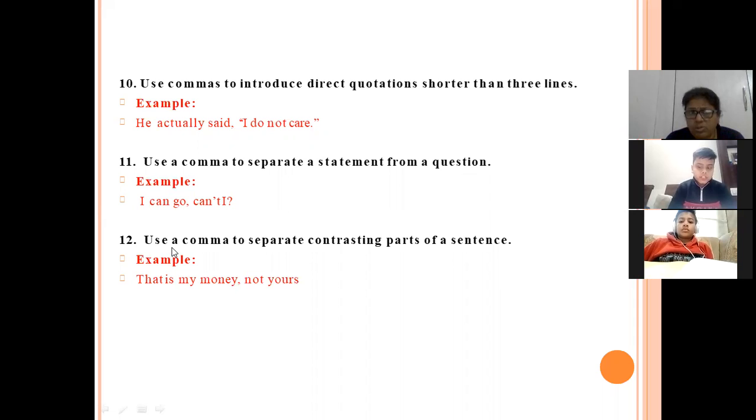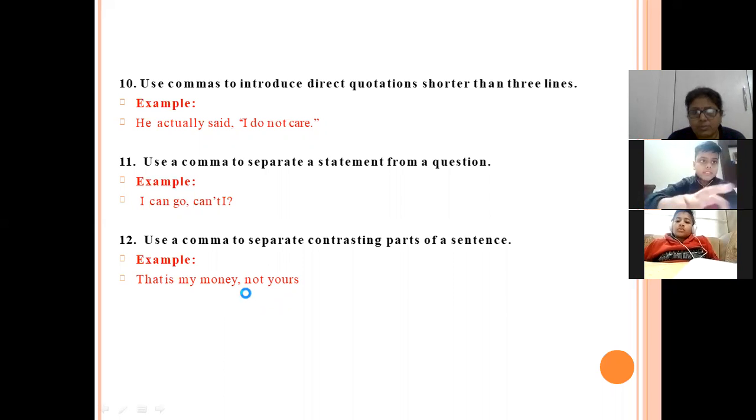Now, rule number 12 is saying use a comma to separate contrasting parts of a sentence. Like, this is my money, not yours. Like, my and yours, they are opposite words or they are contrasting parts of a sentence. Like, this is English class, not maths. So you are just giving the opposite here. So here also you can insert a comma. This is my money, not yours. So here you have inserted a comma.